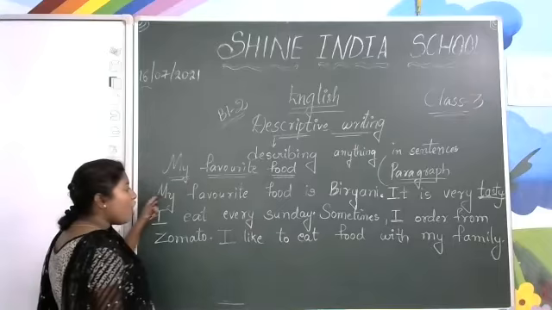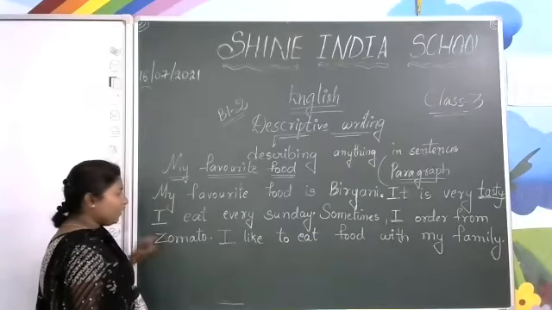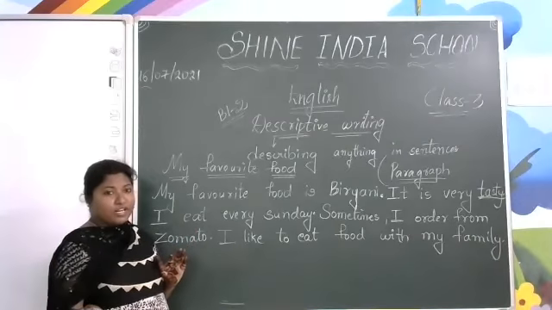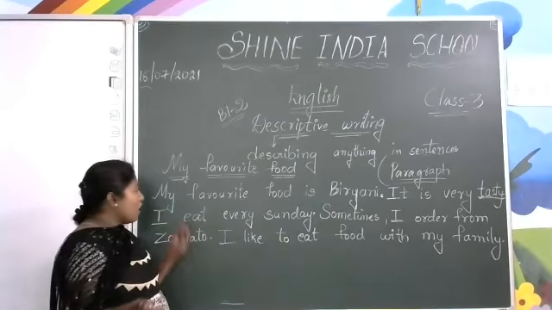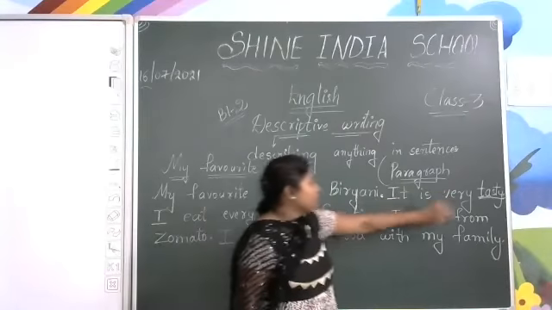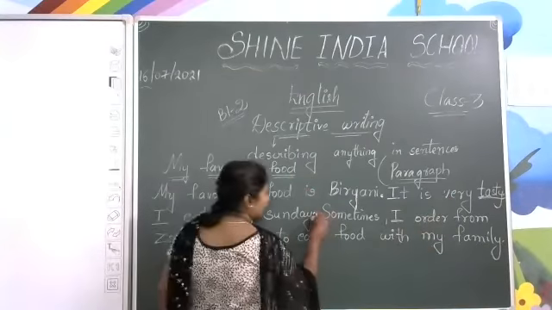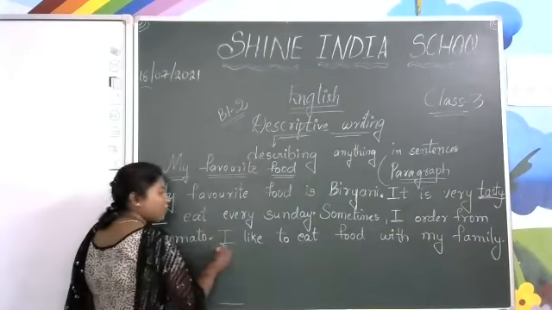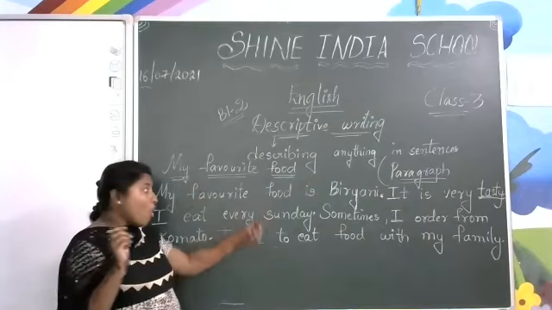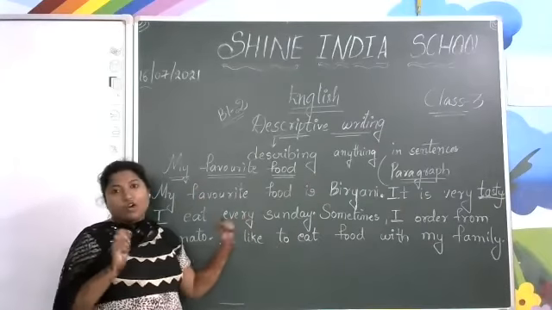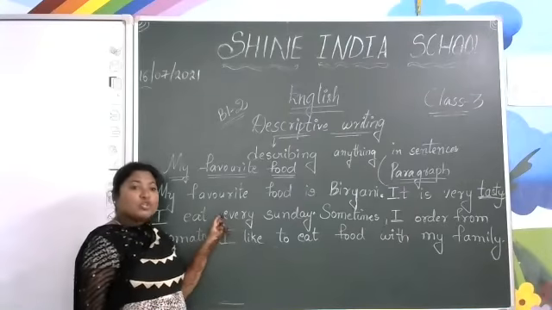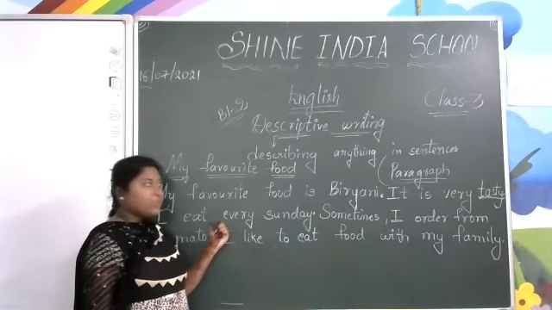So here, how many lines are there? 1, 2, 3. Lines are different, sentences are different. Okay, children, how many sentences are there? 1, 2, 3, 4, 5 sentences are there. So in a paragraph, so many sentences will be there. Okay, children? Understood?